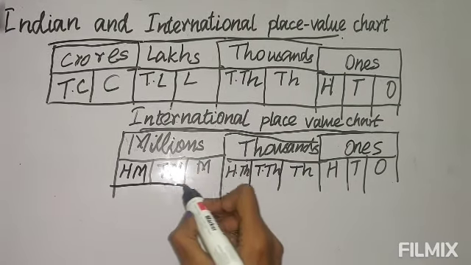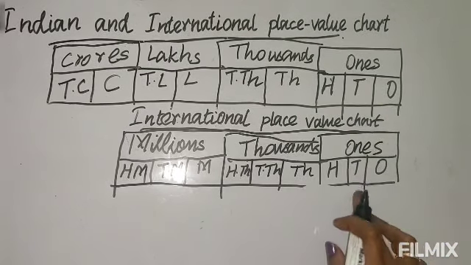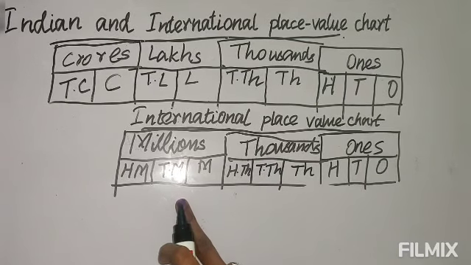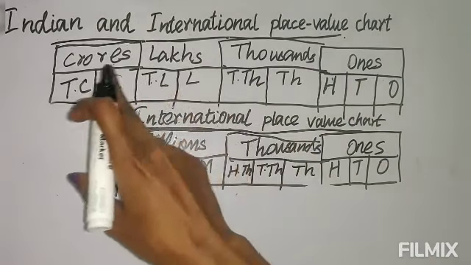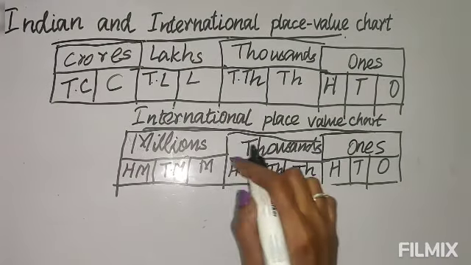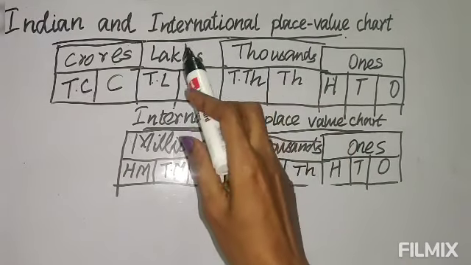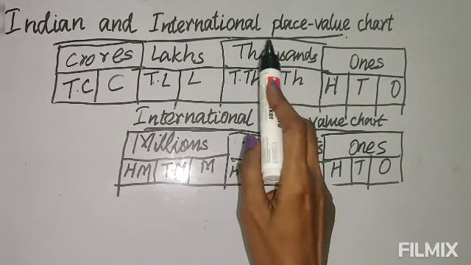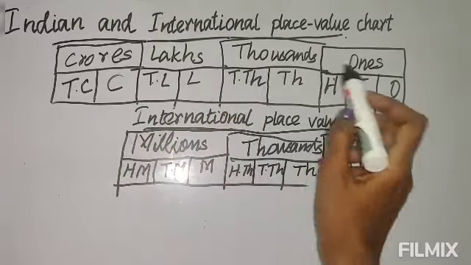So here the periods are divided into 3 places. Ones period is 3 places, thousands period 3 places, and millions period 3 places. But here only ones period has 3 places. All other periods have only 2 places. And here we have ones and thousands periods. But here in the international system we have the million period. But here after thousands period we have lakh and crore. Okay, only that is the difference.